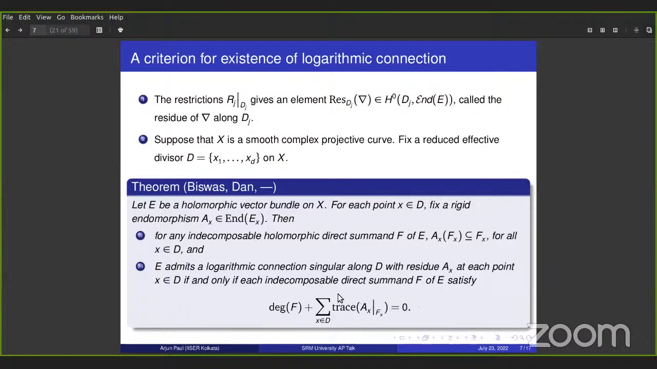That means when E admits a logarithmic connection with residue AX, then we get this formula. Okay. But to prove the convergence, we use the rigidity assumption.